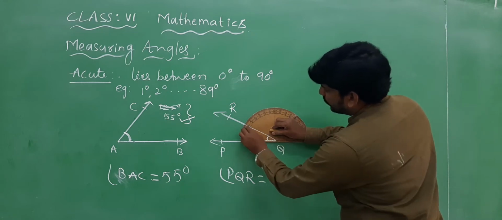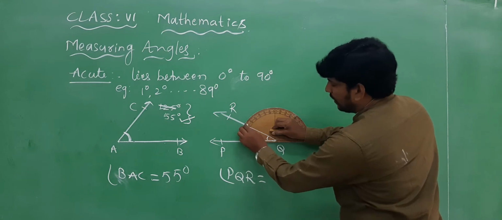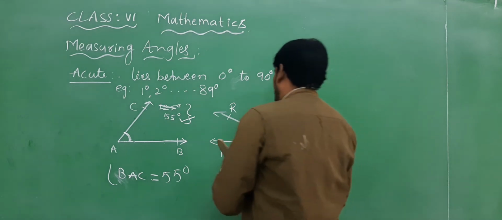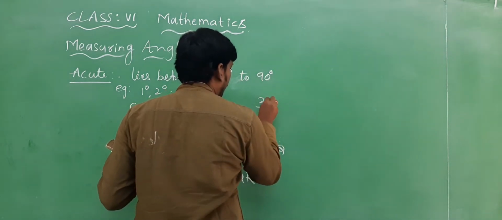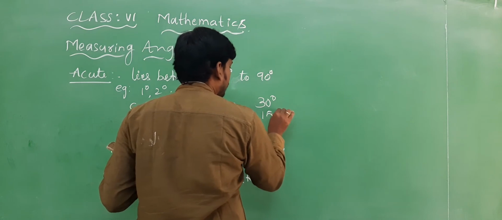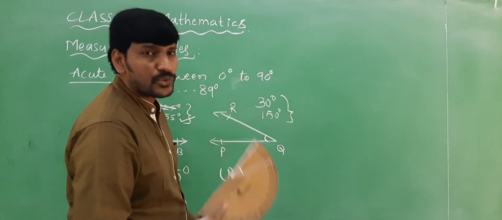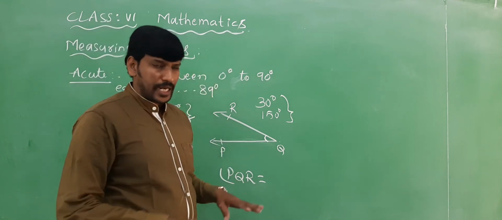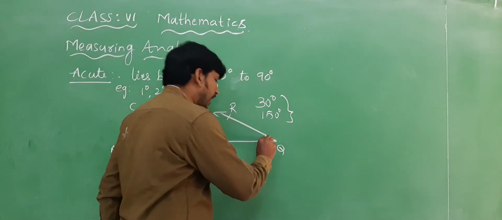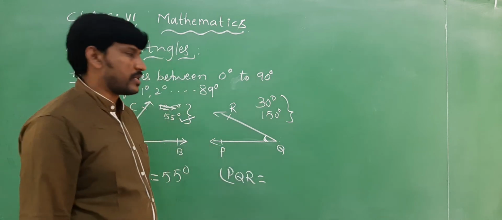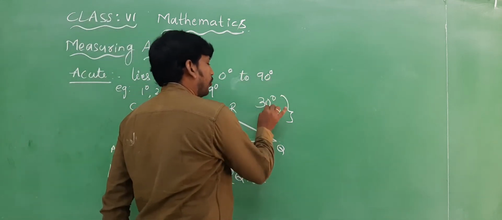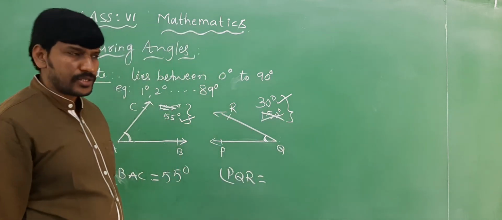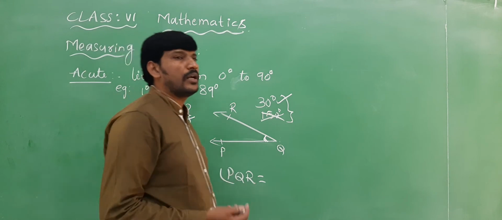Now here it is showing two values. Above is 30, below is 150. Okay? Here two values are showing, one is 30 degrees and the other is 150 degrees. Now in between these two values, which value are we going to consider? Because this diagram shows that it is an acute angle. The measure of an acute angle is always between 0 and 90. Here, between 0 and 90, we have 30 degrees. We should not consider 150 here. Is this clear, children? This is the process to measure the given angle.